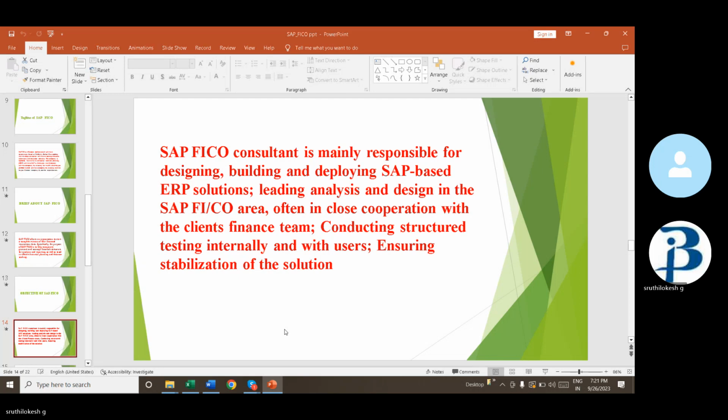Testing, and here it is also written: in close cooperation with the client's finance team, conducting structured testing internally and with users. Testing means ensuring stabilization of the solution. Okay, got it.